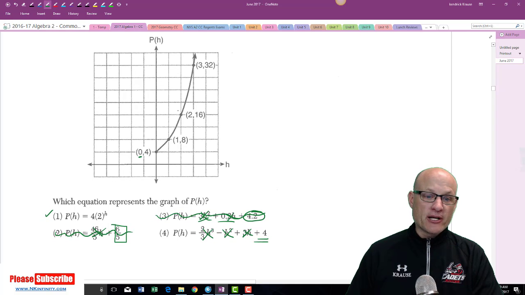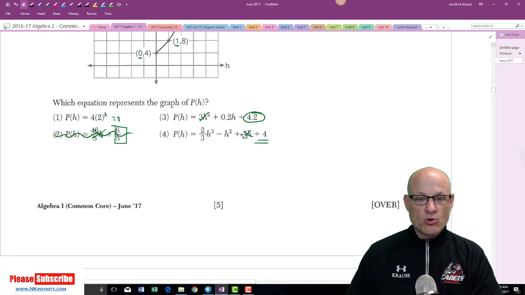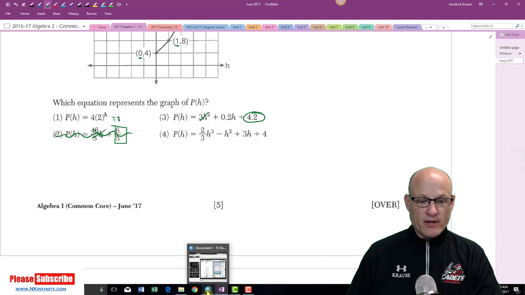Now I'm going to plug in 1 and see if I get 8 out. So if I plug in 1 here, 2 to the 1 is 2, 2 times 4 is 8. So that does equal 8, but that doesn't mean that's the right answer. This one also could be equal to 8. We're not sure. So I'm going to grab my calculator, and honestly, I'm just going to graph both of them.